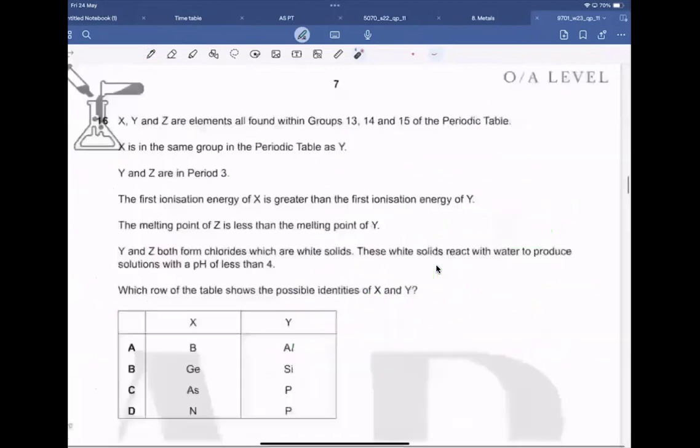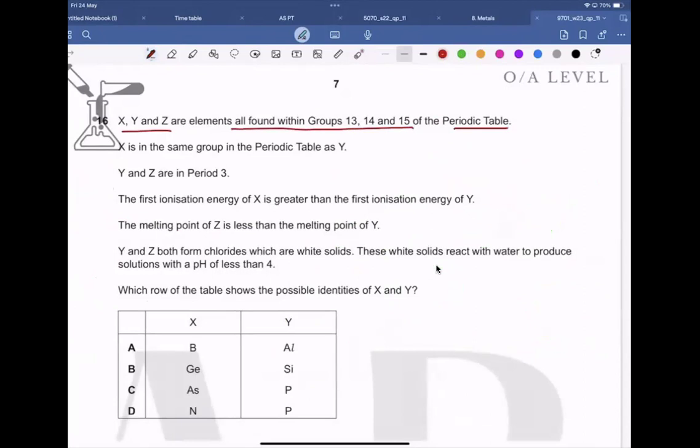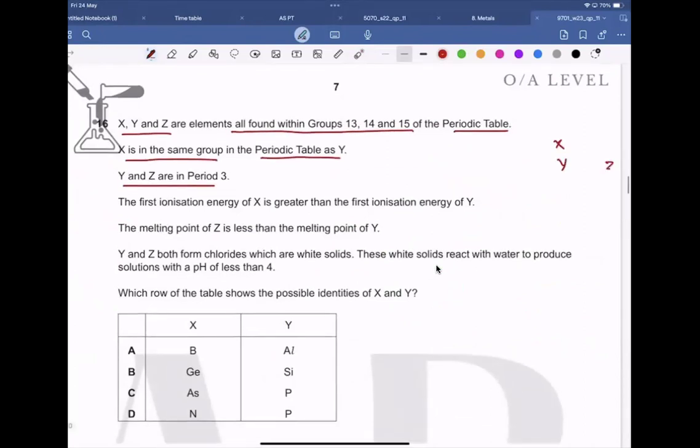Okay, now question number 16. X, Y, and Z are elements all found within groups 13, 14, and 15 of the periodic table. X is in the same group in the periodic table as Y. Okay, so it means X and Y are in the same group. Y and Z are in period 3. The first ionization energy of X is greater than the first ionization energy of Y. So it means that X must be at the top and Y must be below, and Y and Z have the same period. The melting point of Z is less than the melting point of Y.